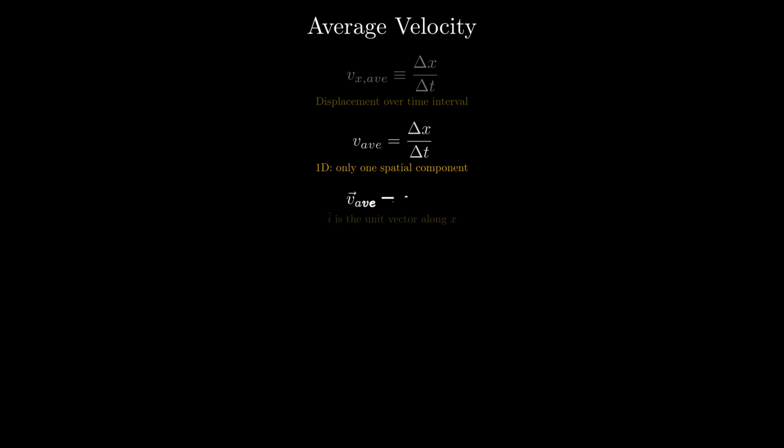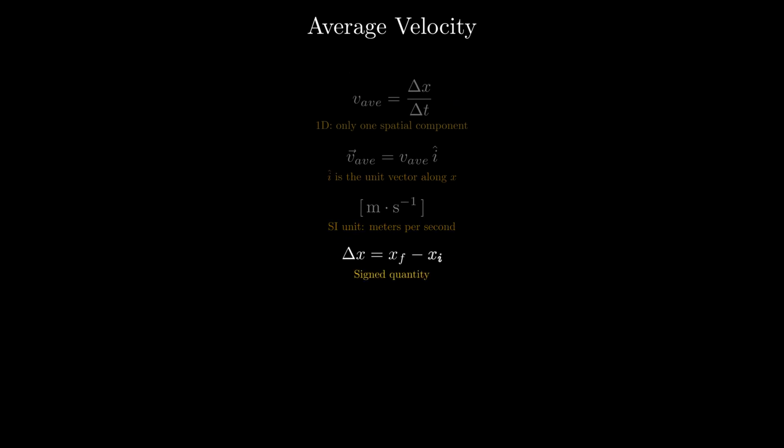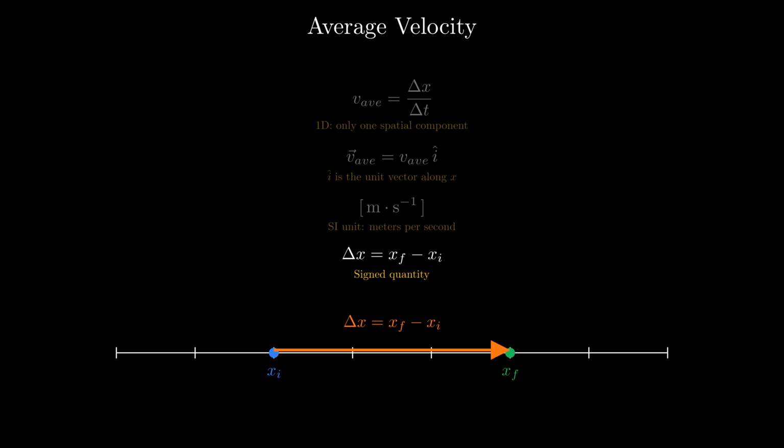The average velocity vector is v sub a times i hat, directed along the x-axis. The SI unit is meters per second. Displacement means final position minus initial position, a signed quantity. Positive displacement means the object moved in the positive x direction. Negative displacement means it moved the other way.